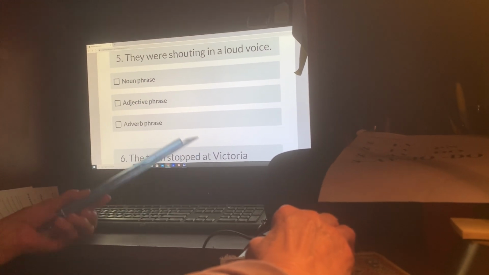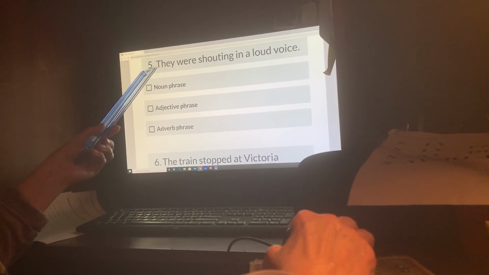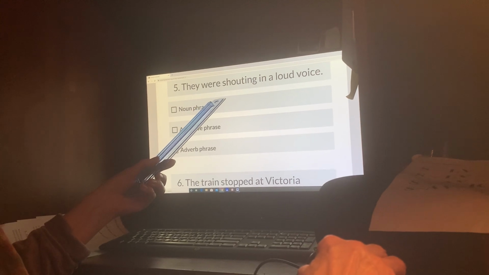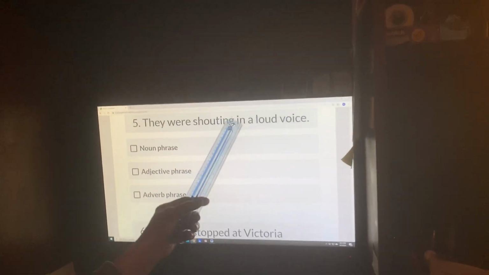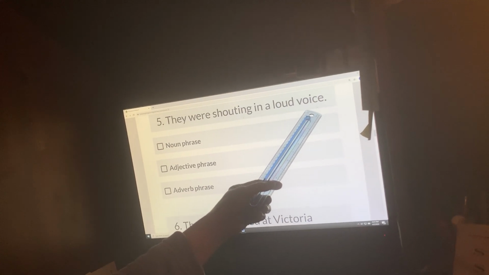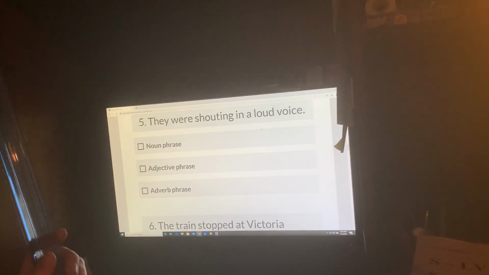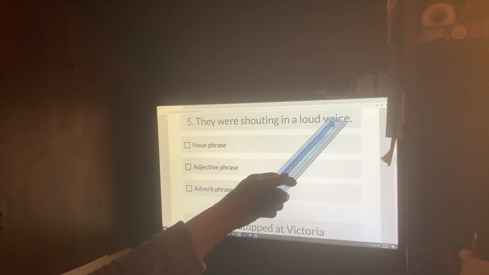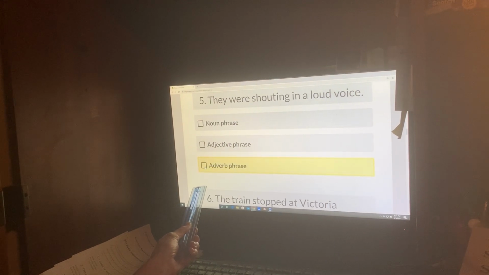So that ing, is that a gerund? Is that a participle? No. The subject, they, were shouting. So we want to get rid of this prep phrase right here: in a loud voice. This is a preposition, and this is a noun or pronoun functioning as the OP. They were shouting. What question does it answer? Not which one. They were shouting how. Another how. Adverb phrase right here.